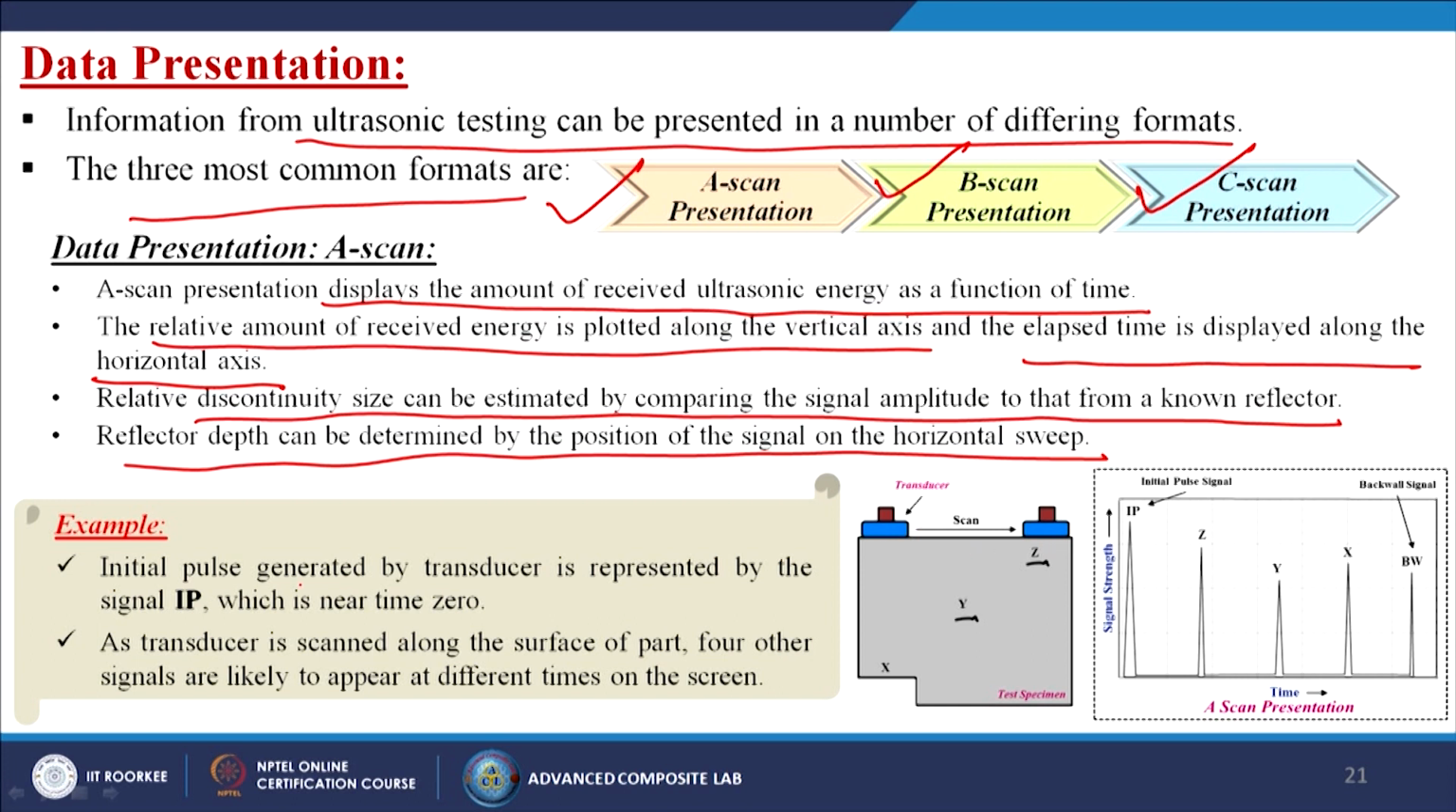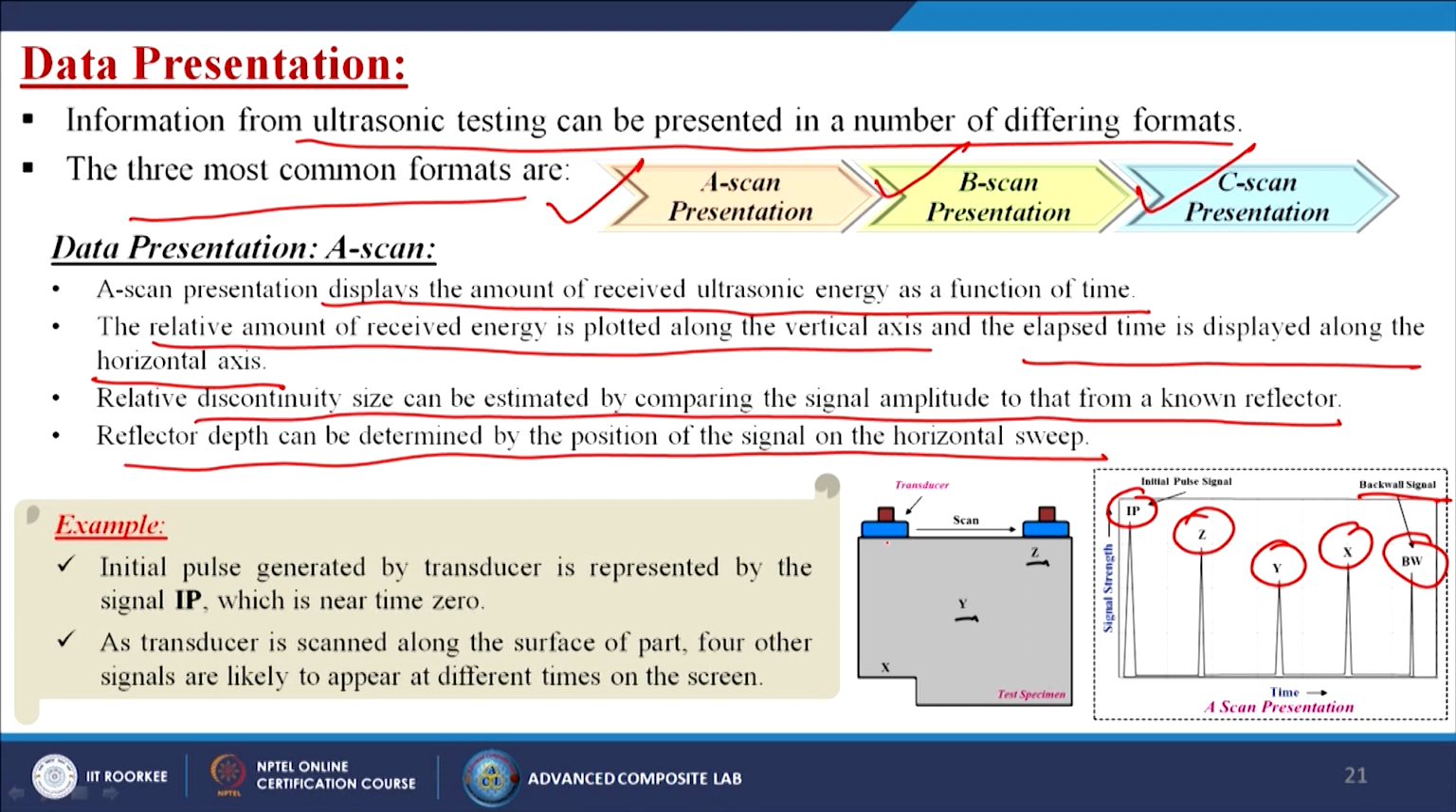The initial pulse generated by the transducer is represented by the signal IP, which is near time 0. As the transducer is scanned along the surface of the part, four other signals are likely to appear at different times on the screen itself. So, that is the IP when it is directly coming at the bottom, then Z, Y, X and the BW, which is nothing but the backwall signal.